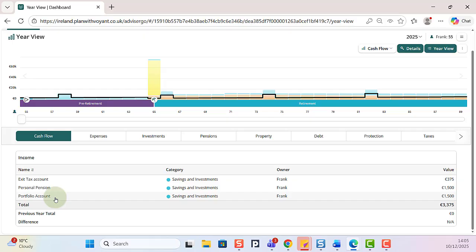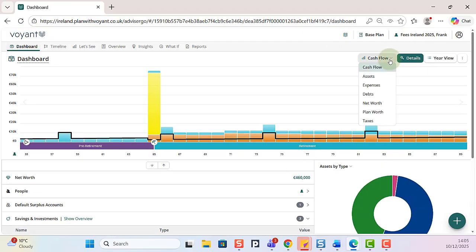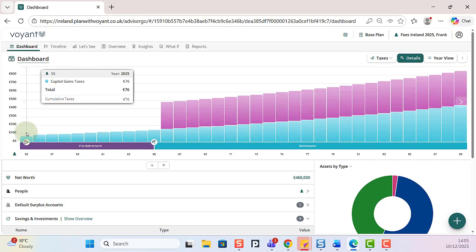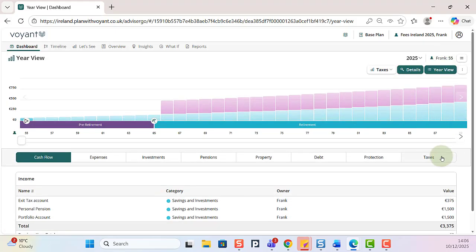Now, with regards to fees from a portfolio account, units are sold, and as such it could be assessed for capital gains tax, and I'm going to show this to you. First of all, I'm going to go back to the dashboard out of year view, and I'm going to change the chart from cash flow to taxes, and then I'm going to mouse over the bars and I'll be able to see there's some capital gains tax there. And at the start of the plan we'll see a calculated capital gains tax of €76. To see the workings, let's go now into year view and then into taxes.